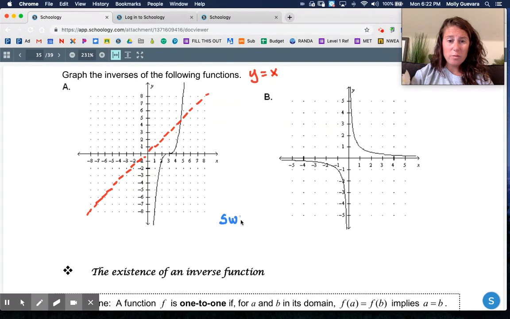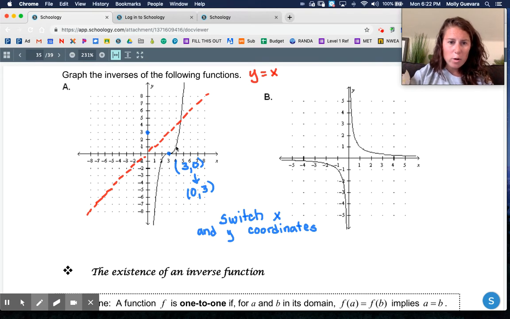All we're going to do is switch the x and y coordinates, because that's the other definition of inverse. The x and y coordinates just flip. For example, this point right here is the point (3, 0). If I switch that, I get (0, 3). So my new point is (0, 3). Then I find this point too. I have (4, 1). If I switch that, I get (1, 4).